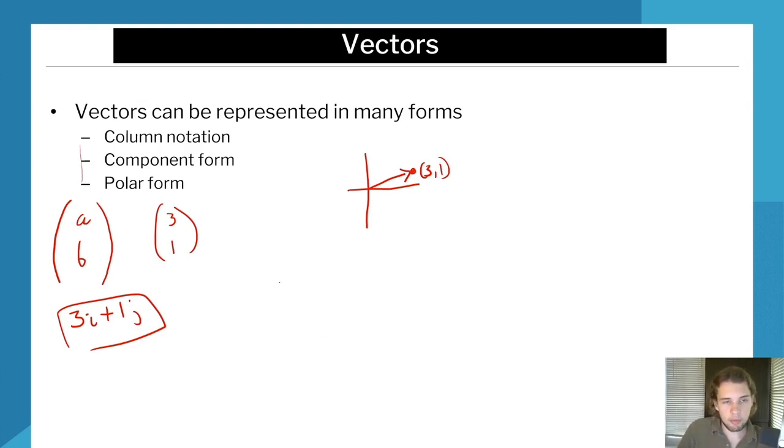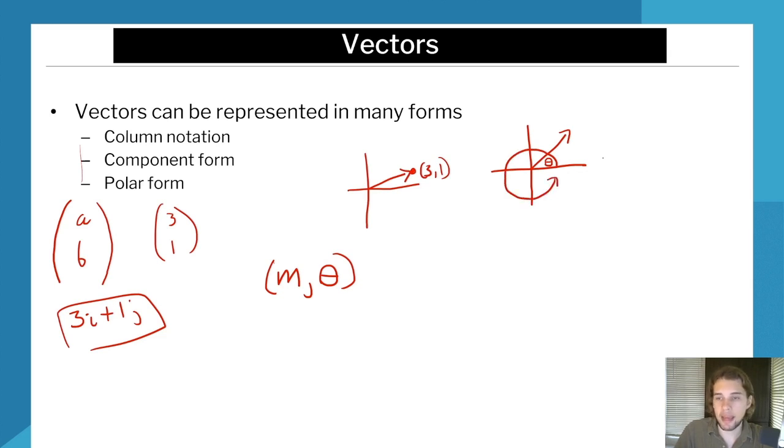Now, polar form represents a vector more as what it is. It represents a direction and a magnitude. So that would be magnitude first and then direction. The direction, if we're thinking in terms of a Cartesian plane, we would usually represent as an angle anti-clockwise from the x-axis.